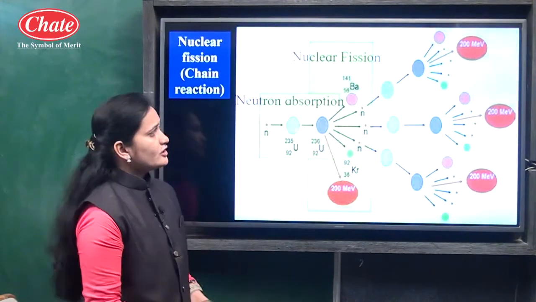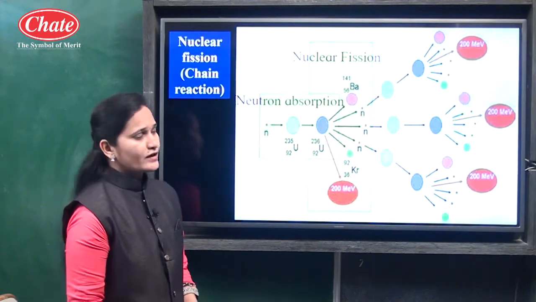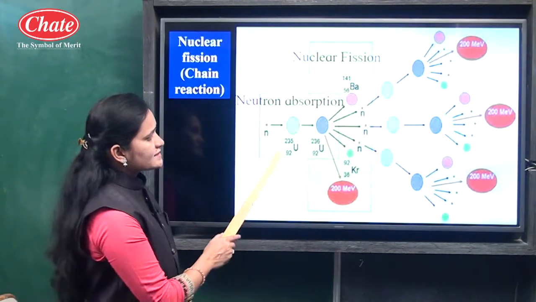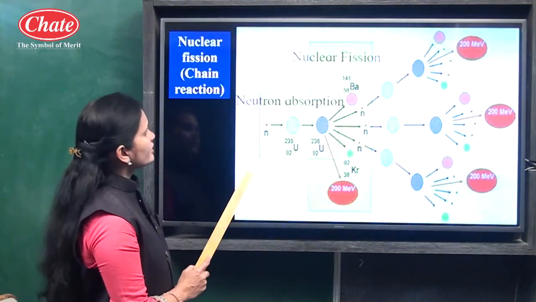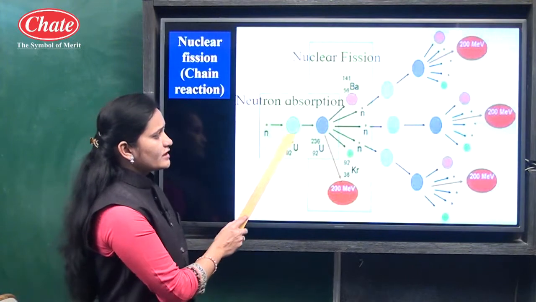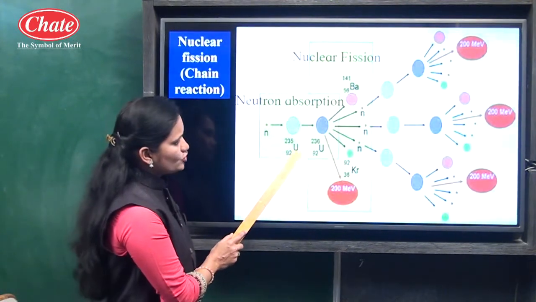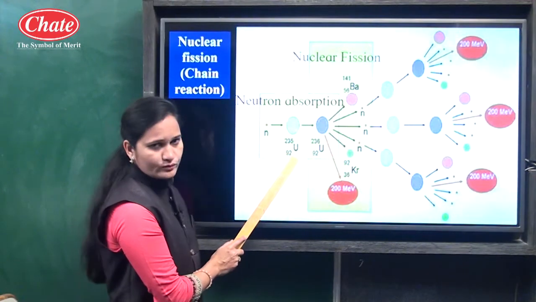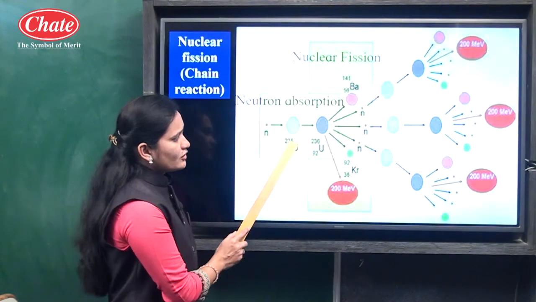Now the next point is about nuclear fission. Nuclear fission is useful to produce a large amount of energy. If you see the structure, how energy is produced in nuclear fission, a neutron is bombarded on an atom of uranium. If you see here U-235, with atomic number 92, it is known as uranium. The neutron is bombarded on the uranium atom.